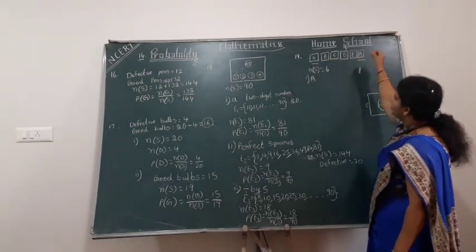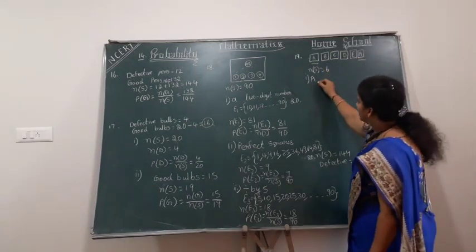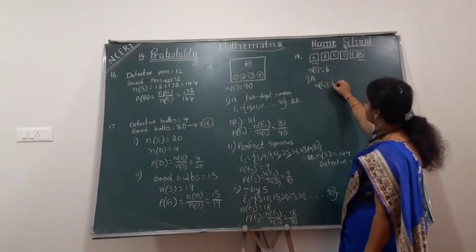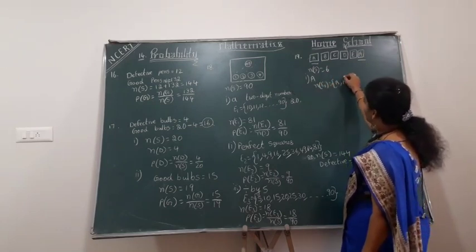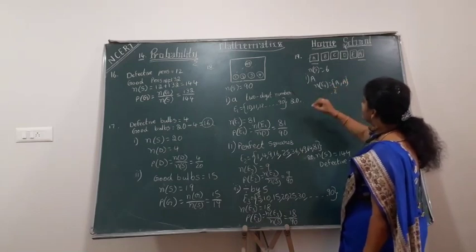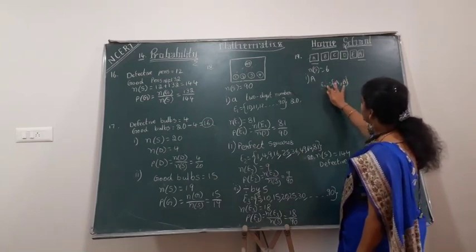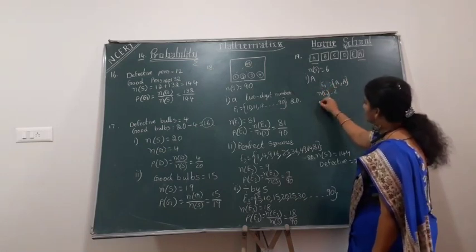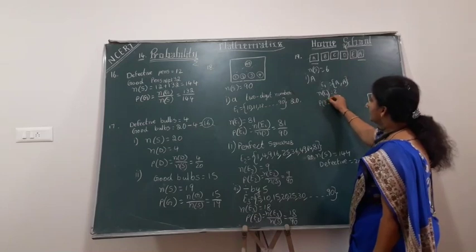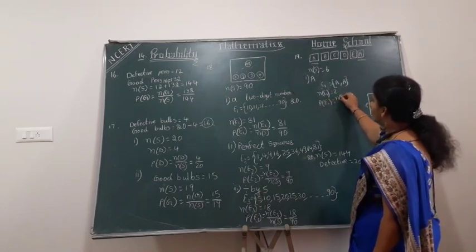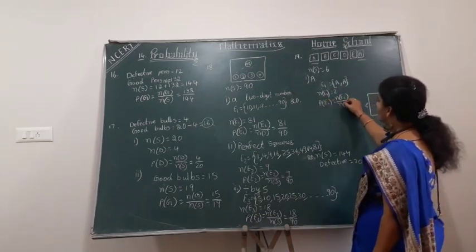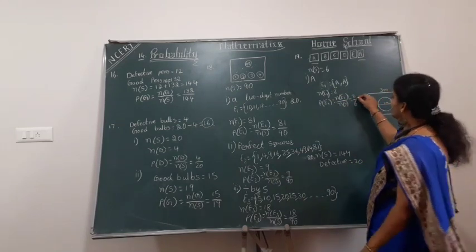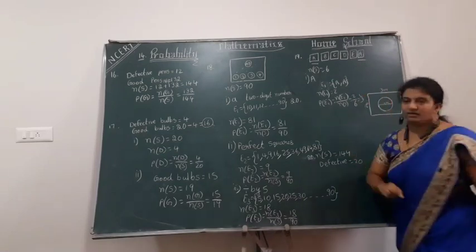A appears twice, so the event E1 is equal to {A, A}. The number of outcomes, n of E1, is equal to 2. In the same manner, P of E1 is equal to n of E1 by n of S. That will be 2 by 6. You can rewrite this as 1 by 3.